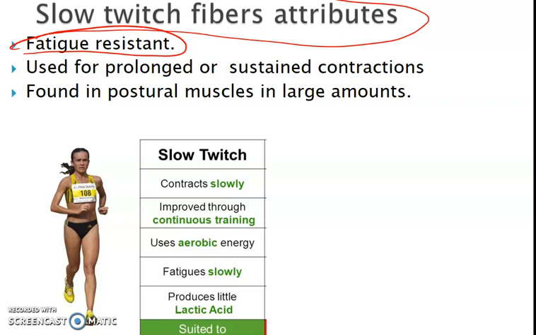So slow twitch muscles, they contract slowly. They improve through continuous strength training. They're aerobic. They fatigue very slowly. They produce very little force, and they're for endurance sports.